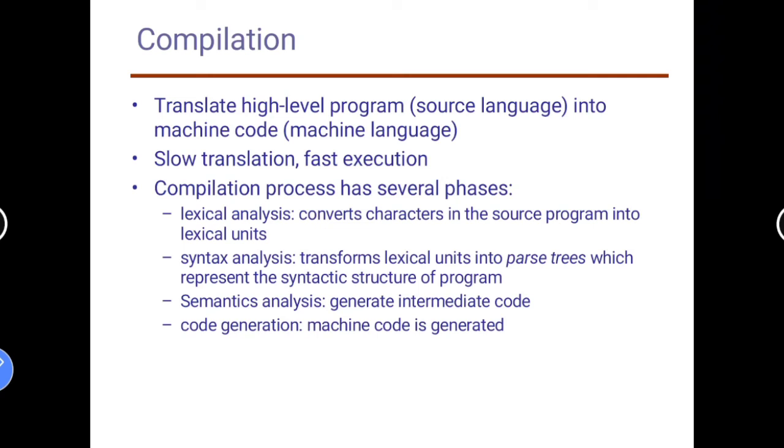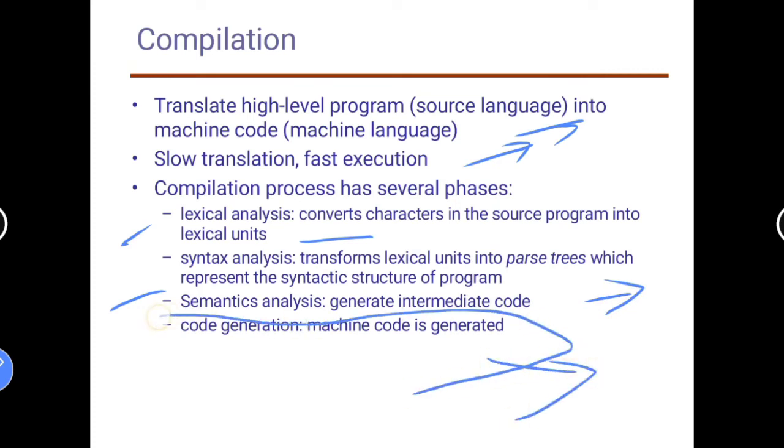Now come to compilation. I already explained a little bit about compilation in our previous video. You can check that out. In compilation, we translate a high-level programming language, the source language, into machine code. Slow translation, fast execution. The compilation process has several phases. Lexical analysis converts characters in the source program into lexical units. Syntax analysis transforms lexical units into a parse tree, which represents the syntactic structure of the program. Semantic analysis generates intermediate code. Code generation generates machine code. That is called machine code, and this is called our source code.